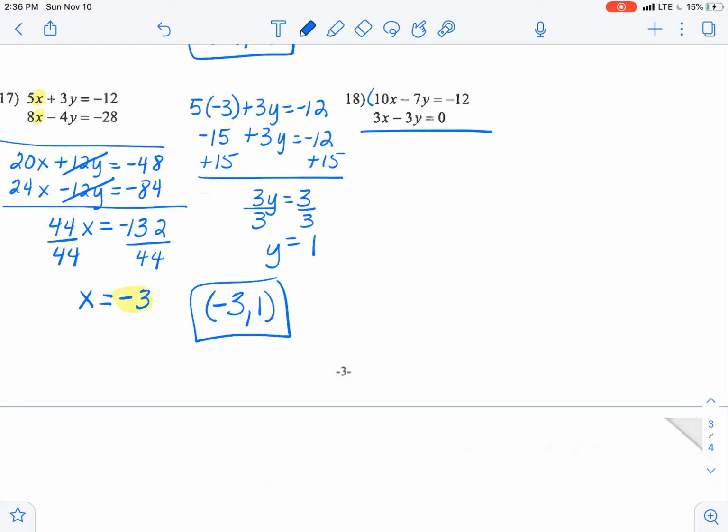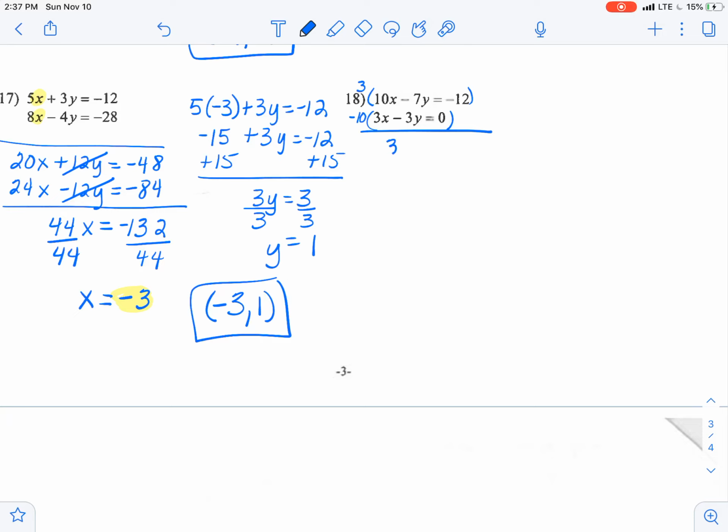Okay, so I am going to choose to make the first ones the same, the x's. So that means I'm going to multiply this one by 10 or by 3, and that's going to give me 30. But I need the other one to be a negative, so I've got to multiply it by a negative 10 to get a negative 30. Do you see why I did that? One's got to be a positive 30, the other's got to be a negative 30.